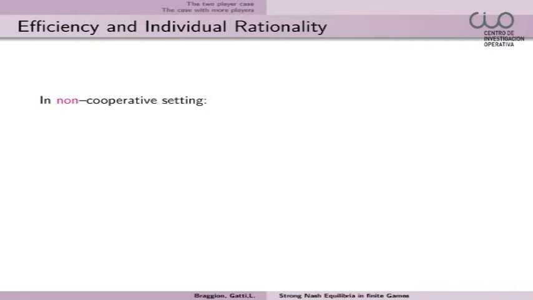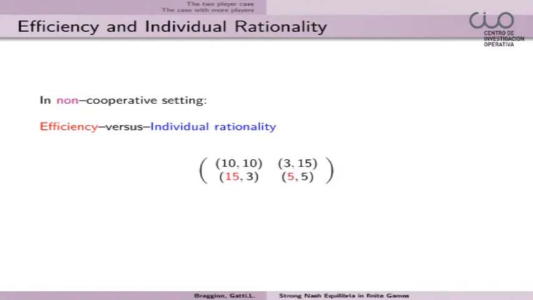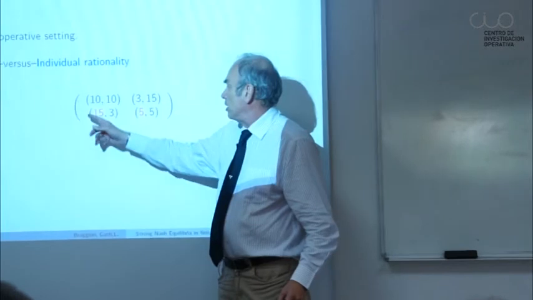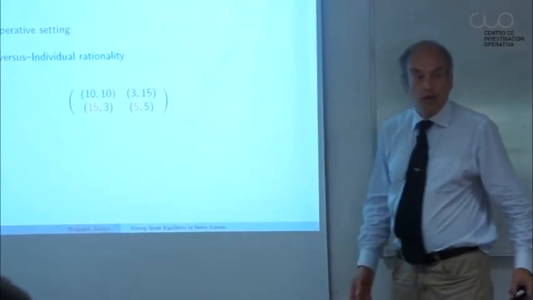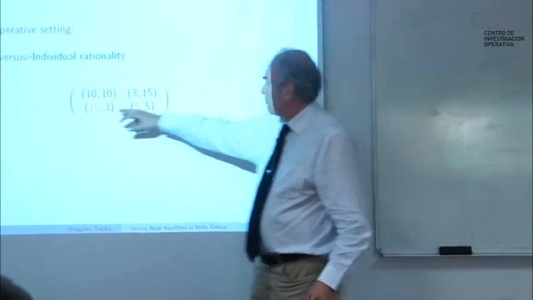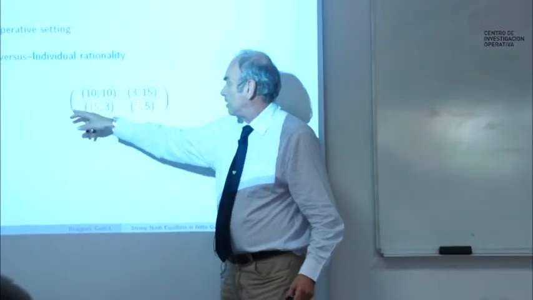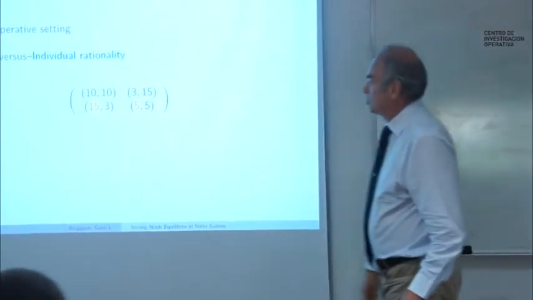What is the main point? The main point is that when we are in a cooperative setting, there is a trade-off between efficiency and individual rationality. I will explain better later on, but look at this example. In this example, it is obvious that the solution is 5-5. Why? Because, for instance, the second player, who chooses the row, chooses the second row. There is no way for him to choose something different, because 15 is better than 10.